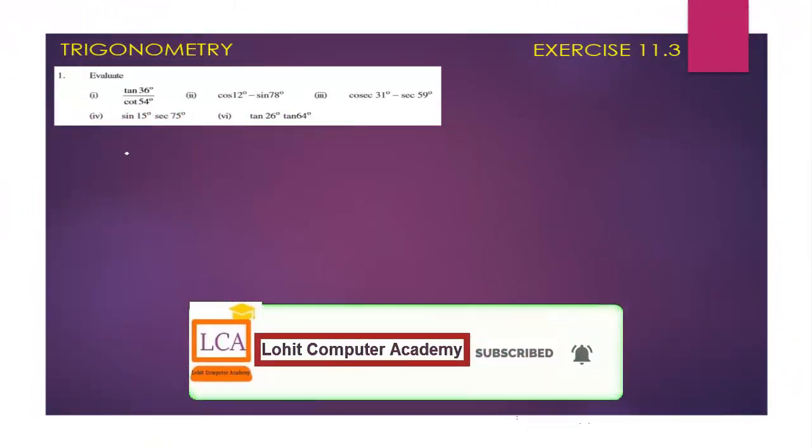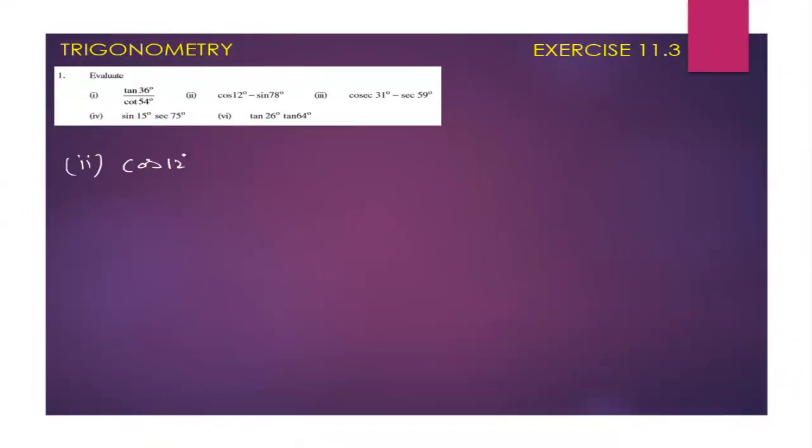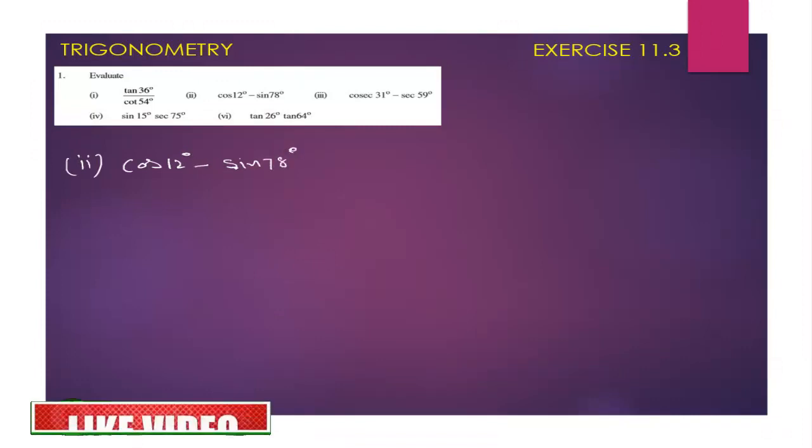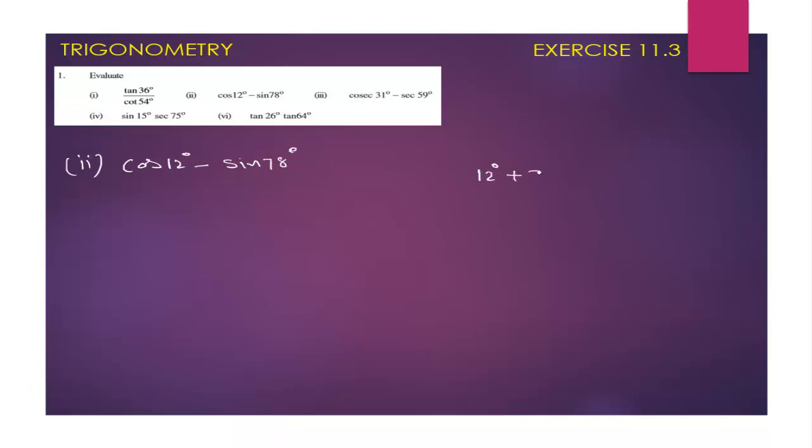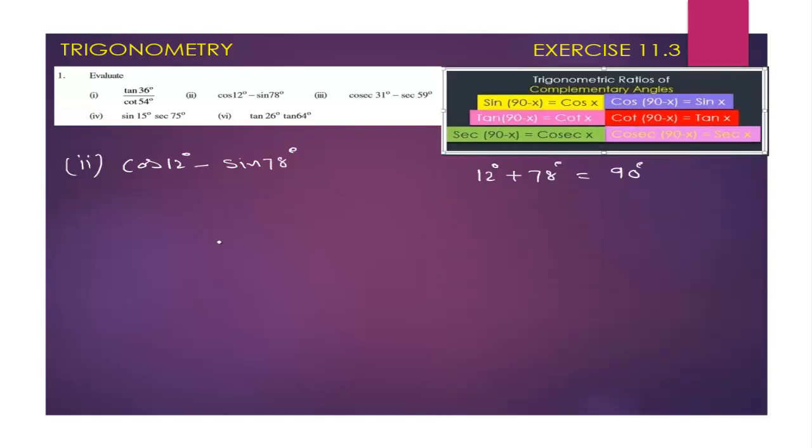The second problem is cos 12 degrees minus sin 78 degrees. Here also, if you observe the given angles, 12 degrees and 78 degrees, if you add these two angles, 12 degrees plus 78 degrees, we get 90 degrees. That's why we have to use trigonometric ratios of complementary angles in this problem also.